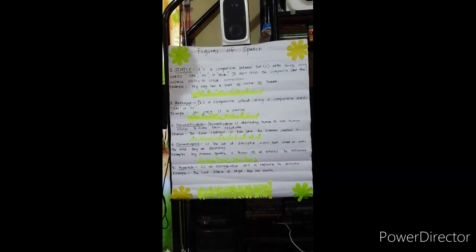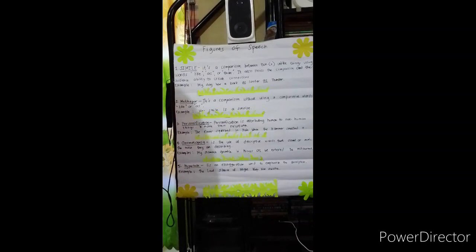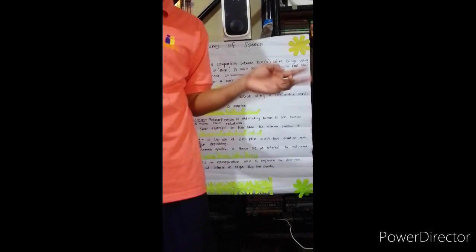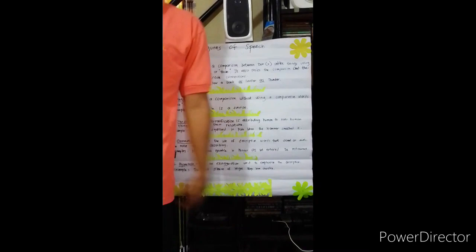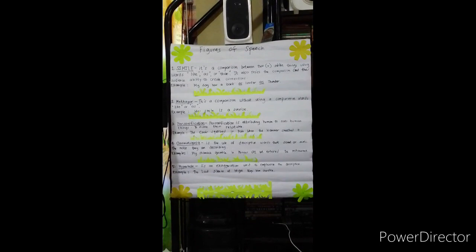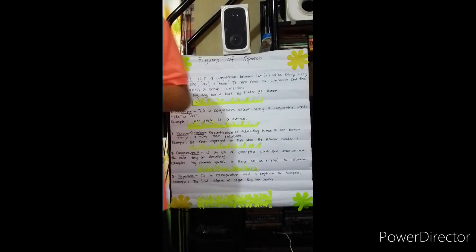The fourth one is onomatopoeia. It is the use of descriptive words whose sounds mimic the noise that they are describing. The example is, my stomach grumbles in hunger as we enter the restaurant. So onomatopoeia is like describing the sounds, or mimicking the sounds. That's it.